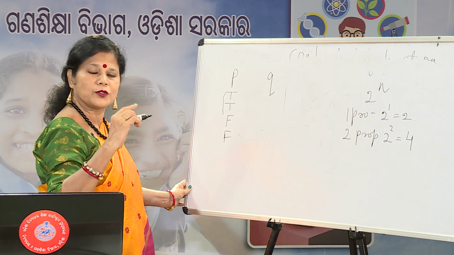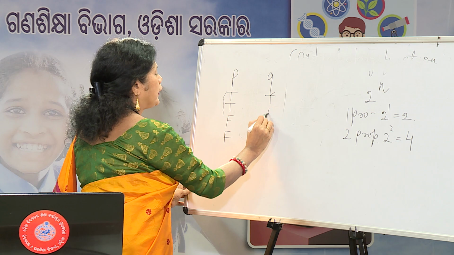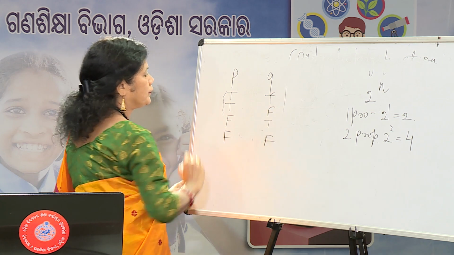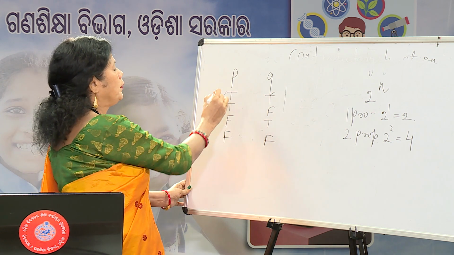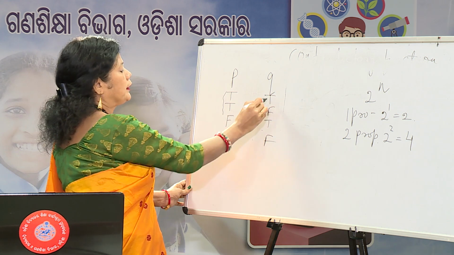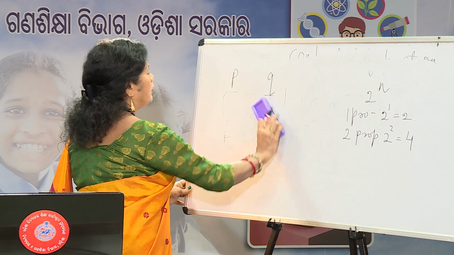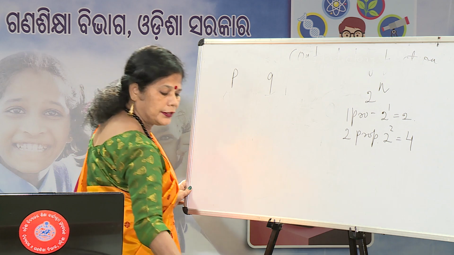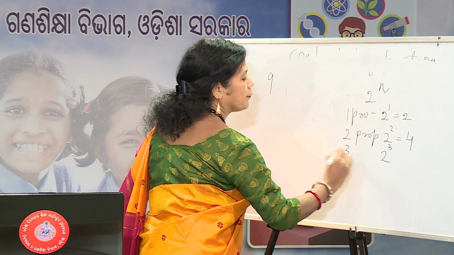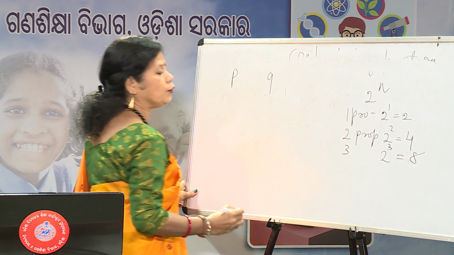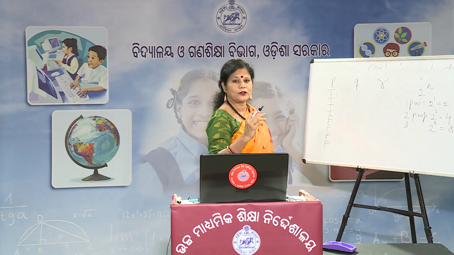So here you will have TF, then TF. If you have two propositions, there will be four possibilities: TT, FF, TF, TF. Now if you have three propositional variables, then 2 to the power 3 is equal to 8. So there will be 8 possibilities, that is 2 into 2 into 2, 8 possibilities.